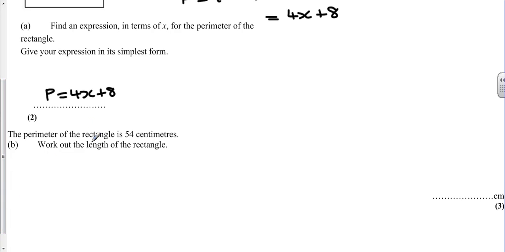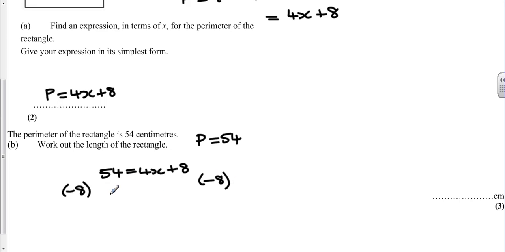The question then goes on to tell us that the perimeter of the rectangle is 54 centimeters. Work out the length of the rectangle. What we can do is create an equation, because P is 54 and we know that P is equal to 4x plus 8, and now we've got an equation to solve. The first thing we're going to do is, we've got our x's on the right hand side, but there's also an 8 on the right hand side, and we'd rather not have that there, so we're going to take away 8 from both sides.